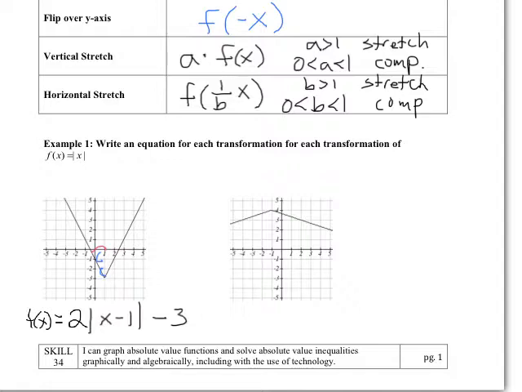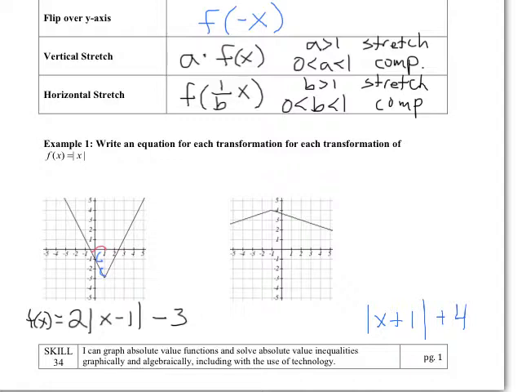In our second transformation, I can see that the vertex has moved 1 to the left, and it's moved 4 up. So if I want to describe 1 to the left, I'm going to take the absolute value and I'm going to go plus 1. So that tells me the left 1. And then if I'm going up 4, I'm going to add 4 to the absolute value.